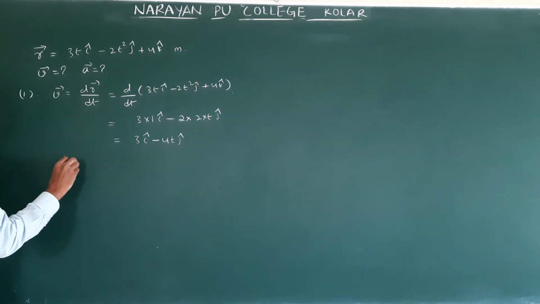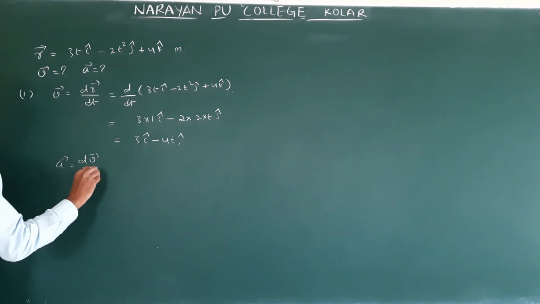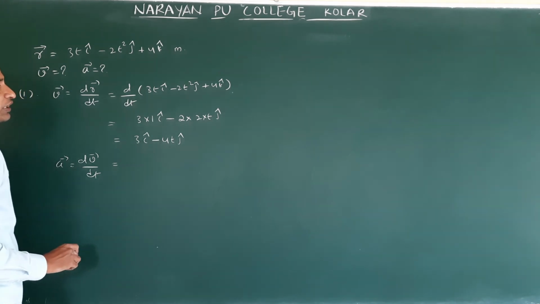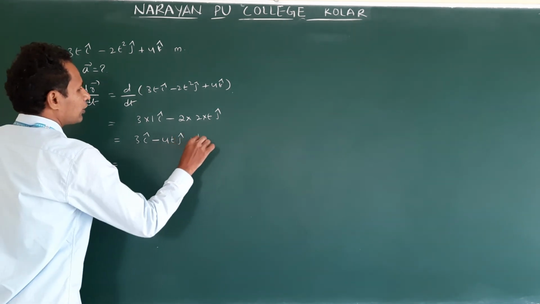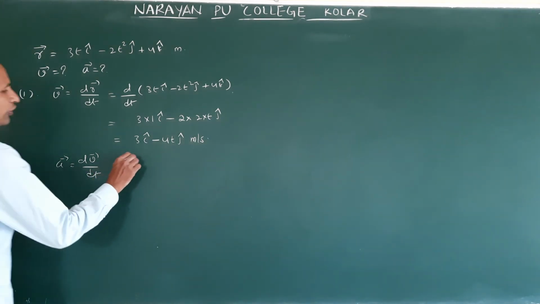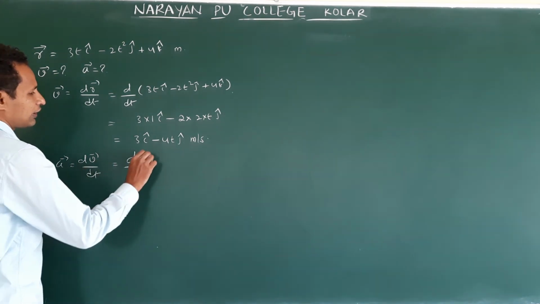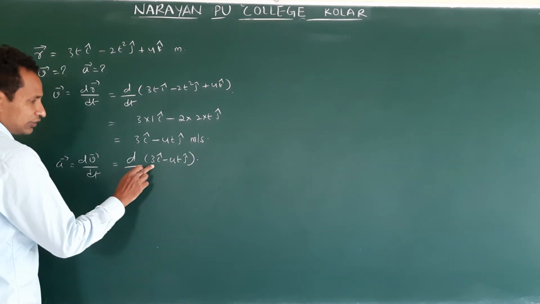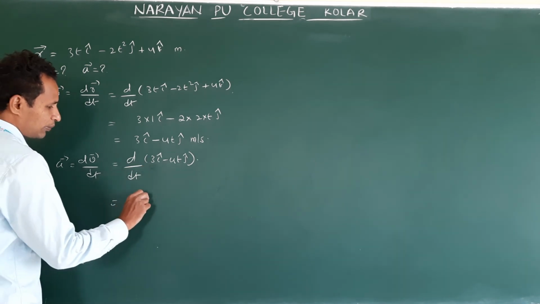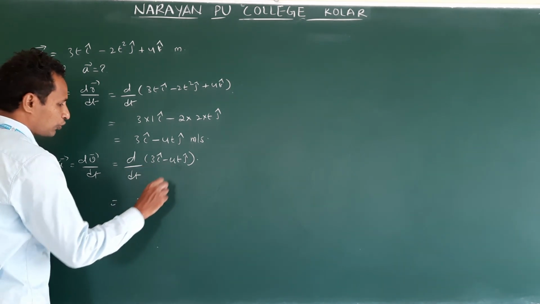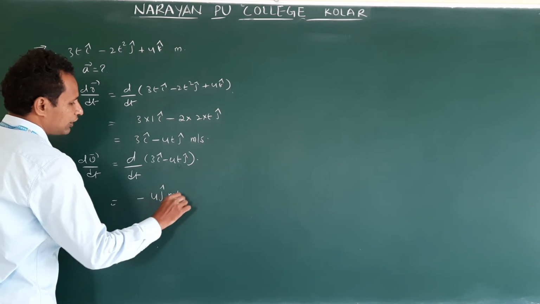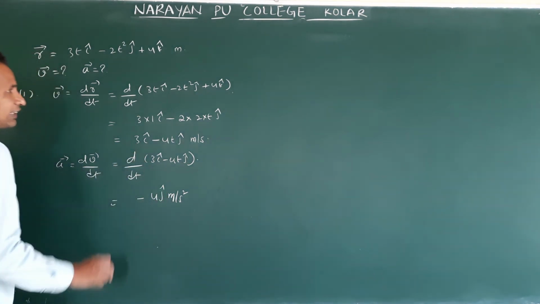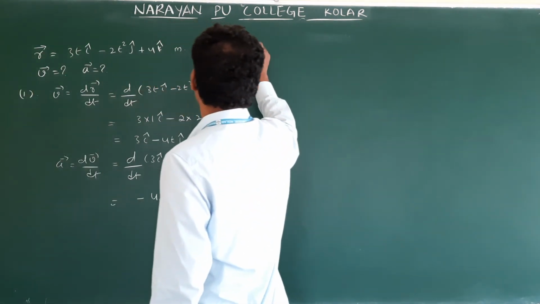Next, acceleration. A, how do we write? This is dv by dt, the rate of change of velocity. What did we get as the velocity vector? 3i minus 4t j cap, in meter per second. Next, d by dt of the velocity vector: 3 i cap minus 4t j cap. This 3 is a constant, differentiation of a constant is 0. Minus, as this, 4t differentiation is 4. So 4 j cap meter per second square. This is the velocity vector and this is the acceleration vector. Question A is over.